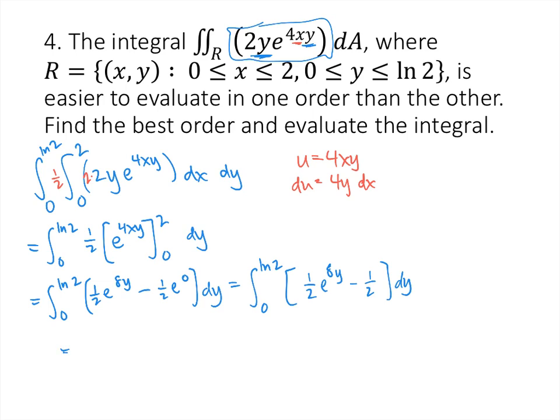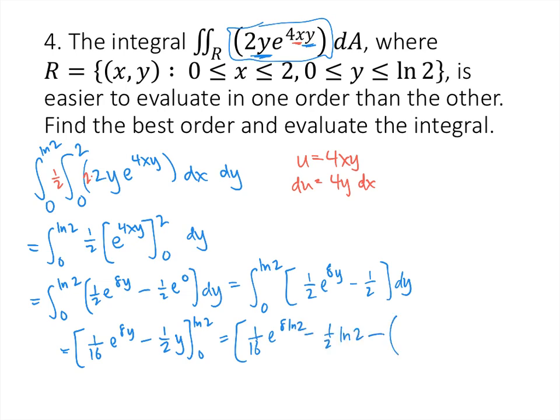Antiderivative of 1/2 e to the 8y is going to be 1/16 e to the 8y. Antiderivative of 1/2 is 1/2 y. Plug in natural log of 2, plug in 0. So when we plug in natural log of 2, we get 1/16 e to the 8 times the natural log of 2 minus 1/2 times the natural log of 2 minus what we get when we plug in 0, which is going to be 1/16 e to the 0 minus 1/2 times 0, which is just going to be 0.